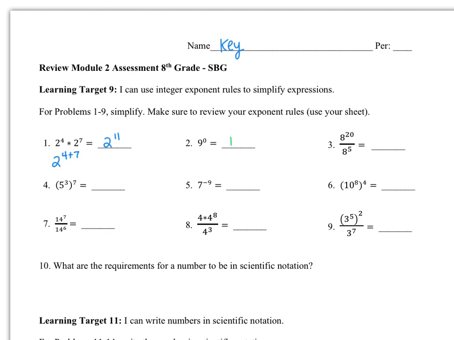For number 3, we have a quotient, so we have the same base. So when we divide two powers of the same base, we subtract the exponents because they cancel each other out. So we're really doing 8 to the 20 minus 5, which is 8 to the 15th.